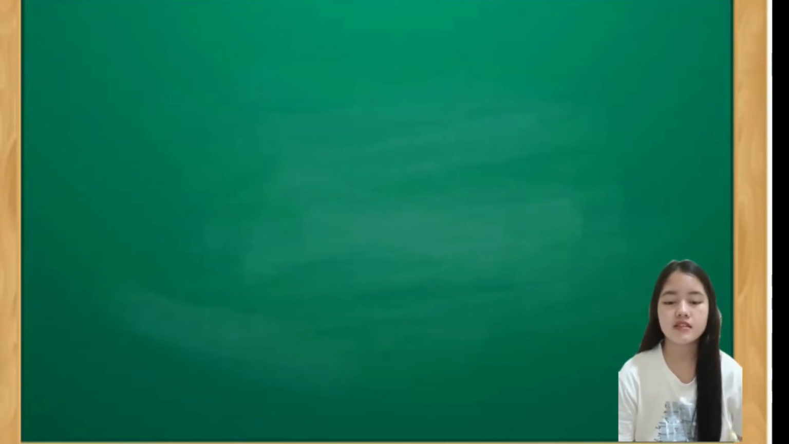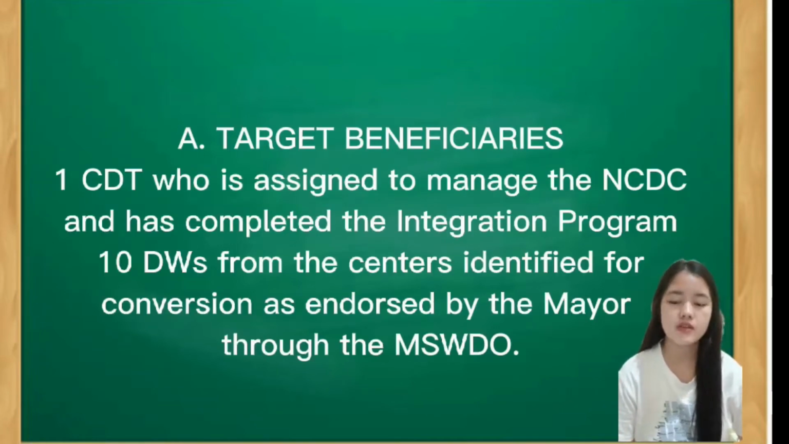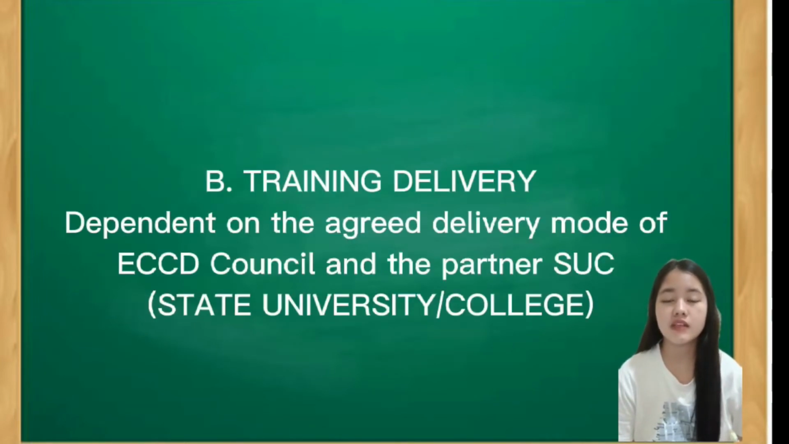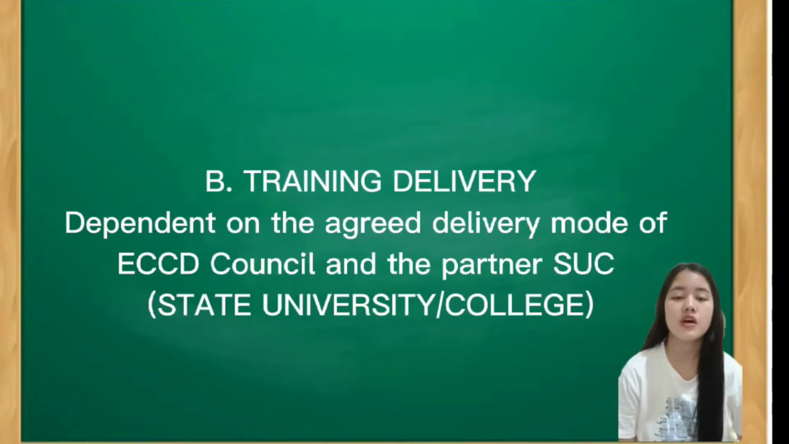So they have these target beneficiaries. The first one is the CDT who is assigned to manage the NCDC and has completed the integration program. Then the CDWs from the centers identified for conversion, as endorsed by the mayor through the MSWDO. And then the next one, the training delivery, is dependent on the agreed delivery mode of the ECCD Council and the partner state university or colleges.